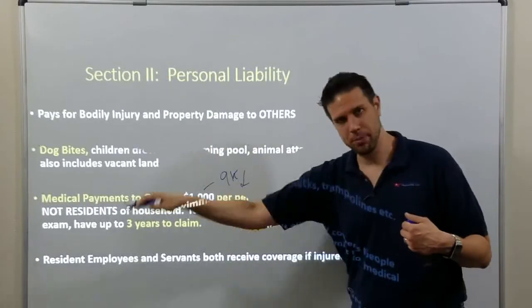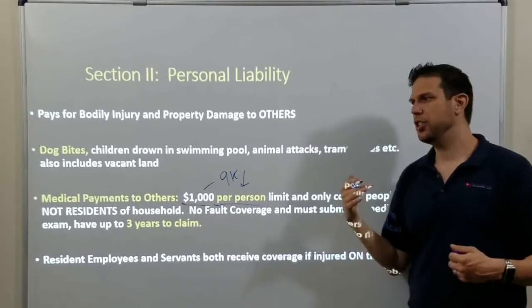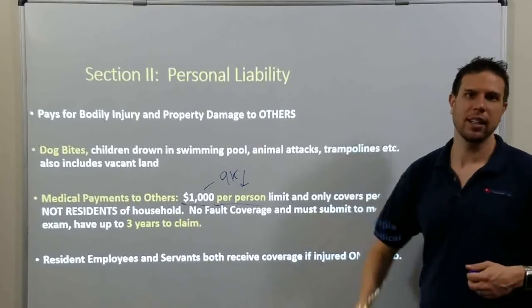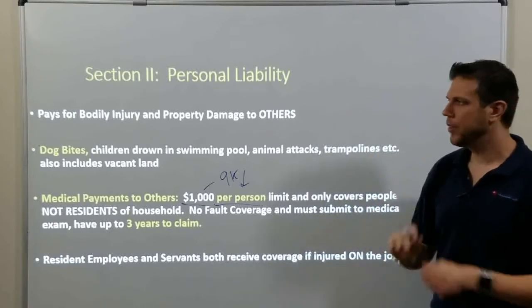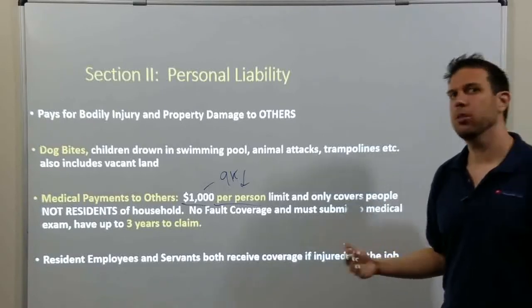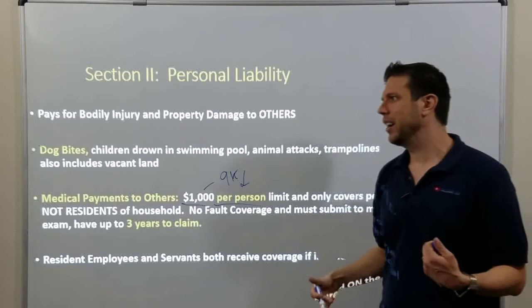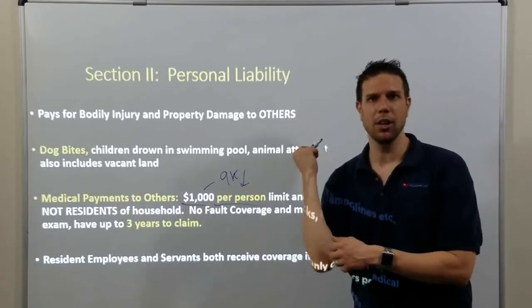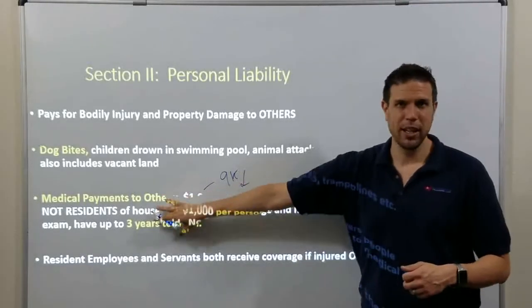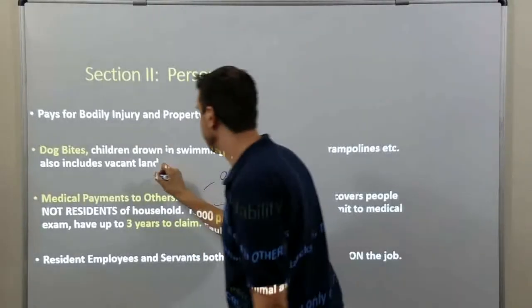MedPay pays other people. Let's say your mother-in-law is visiting. She trips and falls and hits a glass table, cuts herself. MedPay will pay her. But let's say your 13-year-old son is in the backyard and he trips and falls and breaks his arm. He doesn't get any money. It's other people visiting you for property insurance.